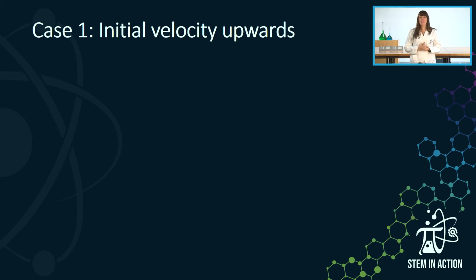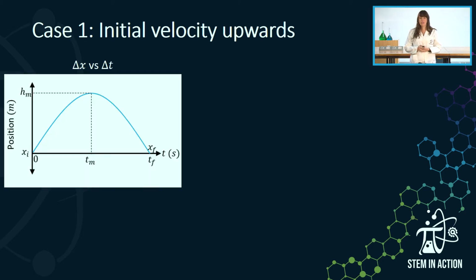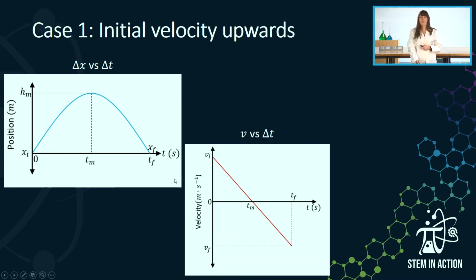Case 1, where we have an initial velocity upwards. Here, if we're throwing an object upwards, our initial position is 0. And the object then moves up to a maximum height and then comes back down to its initial position over the course of a time. Remember that this object is going straight up and straight down, but time carries on, and that's why we get this curved motion.